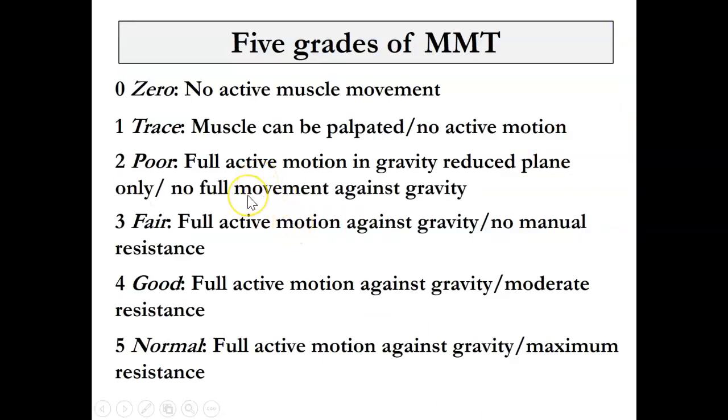Here are our levels again. 0, nothing. On a trace, you can feel some active palpation of the muscles. They're contracting. There's no movement there. Poor: they cannot go all the way up against gravity. 3, fully active against gravity, no manual muscle testing.